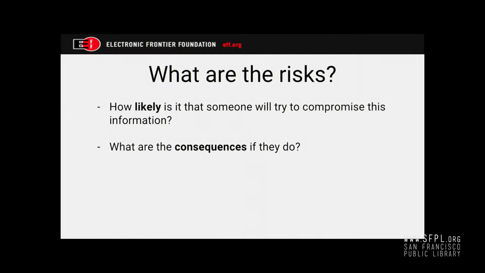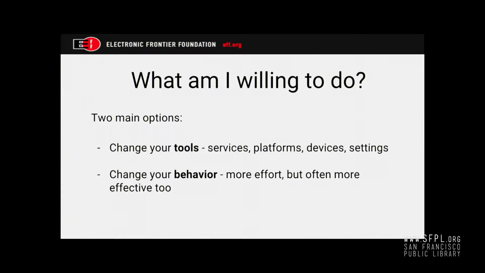With this in mind, with what's likely and what we would care about happening, what are the reasonable things we can do? So that's the next question. What are you willing to do? Thinking more about what you want to protect and how, and what the stakes are. What kind of time and resources are you willing to put in? And I think about this in two main ways. You have two main options that interact.